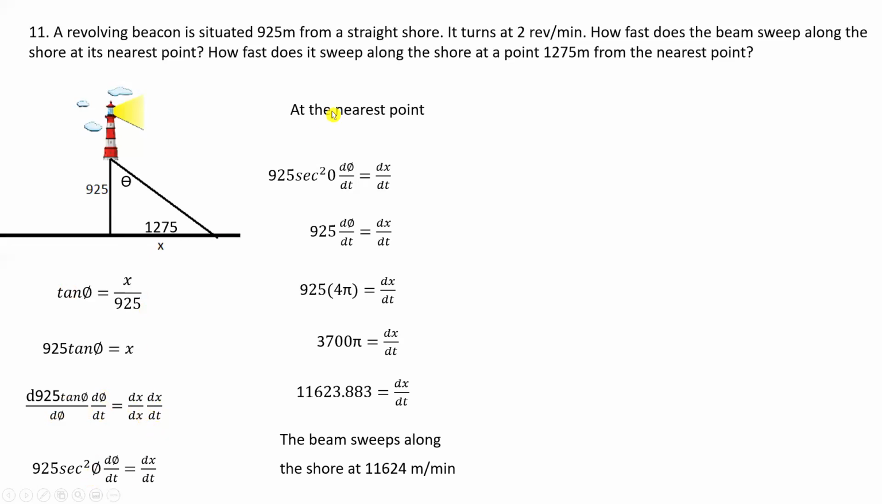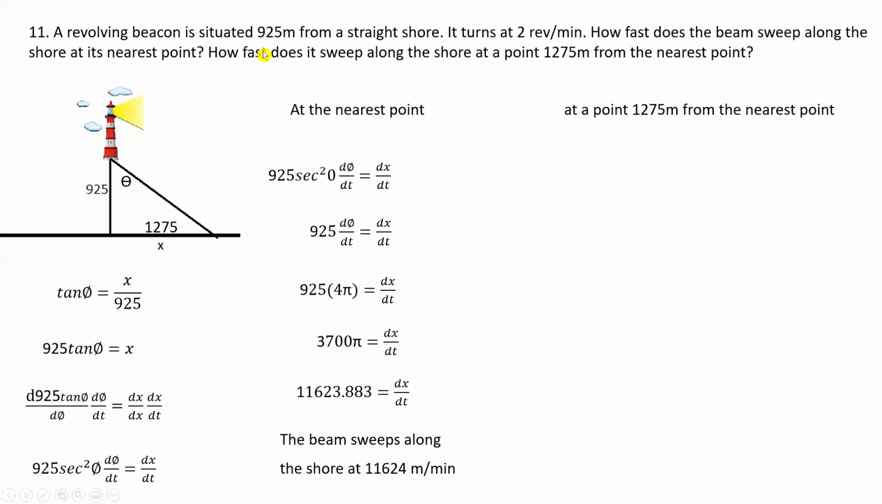We figured out that at the nearest point, if that beam was over here, the nearest point would give us an angle of 0. Calculated the secant of 0 at 1, squared it, still 1. Change in the angle, 2 revolutions a minute. Once around is 2 pi. Around again is another 2 pi. So it's changing 4 pi. Multiplied it out, got a decimal if you want.